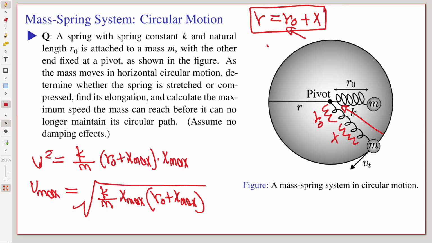So if you try to overcome this speed, any speed bigger than v maximum, then what happens? The circular motion fails. The spring may break, the mass may fly away. Okay, that's it. And that's it for this problem.